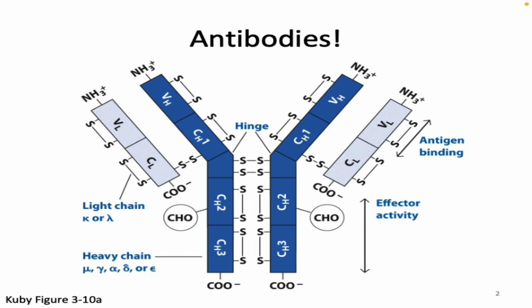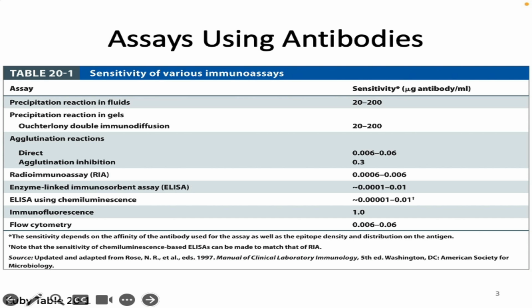So all of these techniques include antibodies. Yay! Here's my antibody. And there are tons of techniques that use antibodies out there. You can see this table that lists some of them. One listed here is precipitation reaction in fluids. I've got precipitation in gels. I've got agglutination.